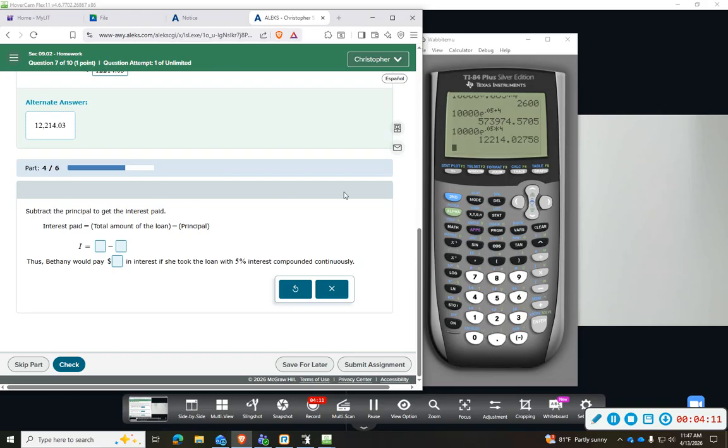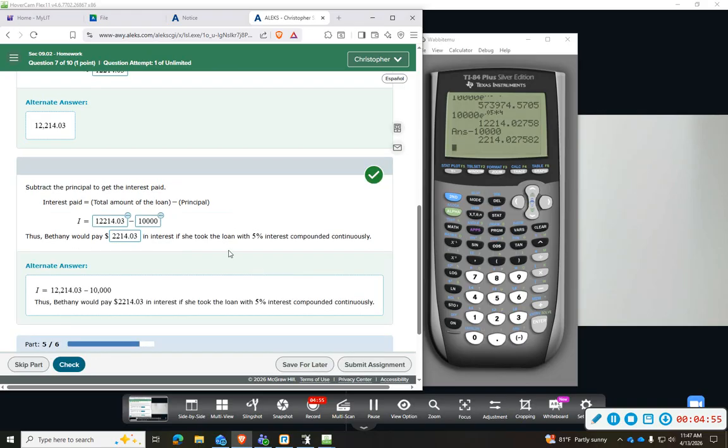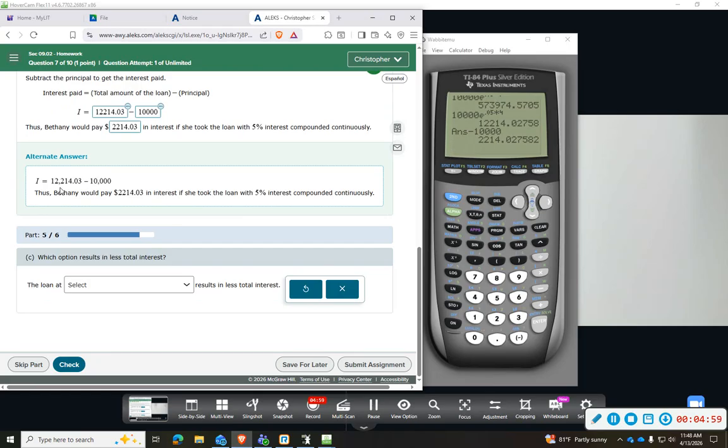So we now take this and we subtract the principal. So subtract the 10,000 that we borrowed. And then that gives us 2,214. So interest equals the 12,214.03. And then we subtract the 10,000 that we borrowed. And Bethany would pay $2,214.03 in interest if we did the continuous compound at 5%.